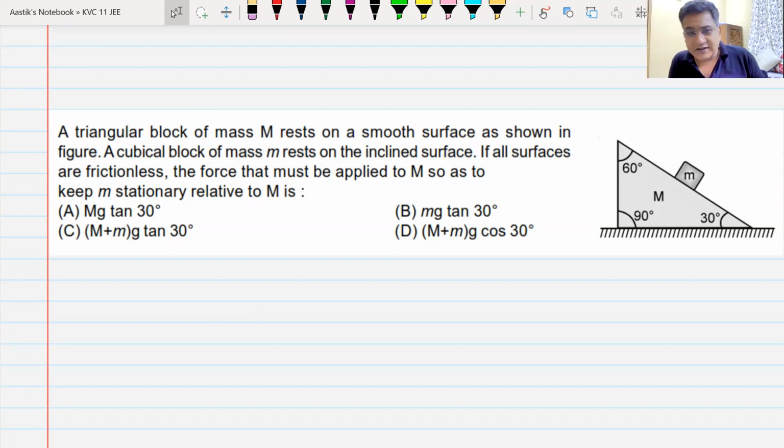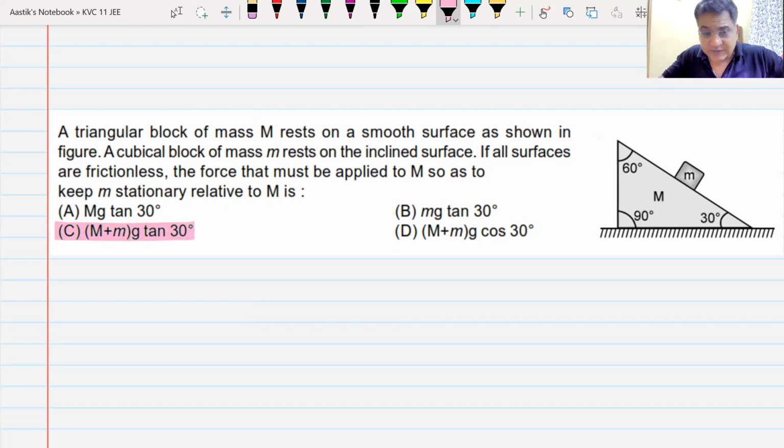And you don't have to write the entire question, just draw the diagram and tell me the answer. What is the answer for this one? (M plus m) g tan 30 degrees, sir. (M plus m) g tan 30 degrees.